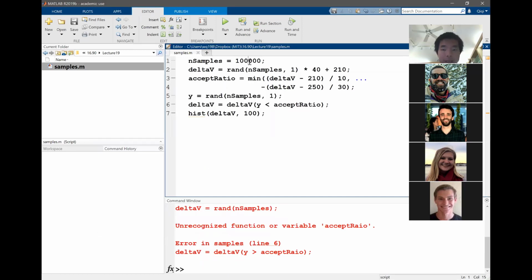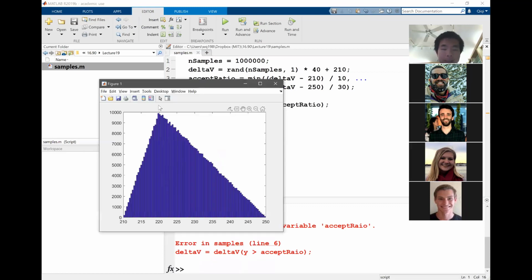If I increase the number of samples to 1 million, it'll take a little bit longer, but the distribution looks even nicer than before. All right.